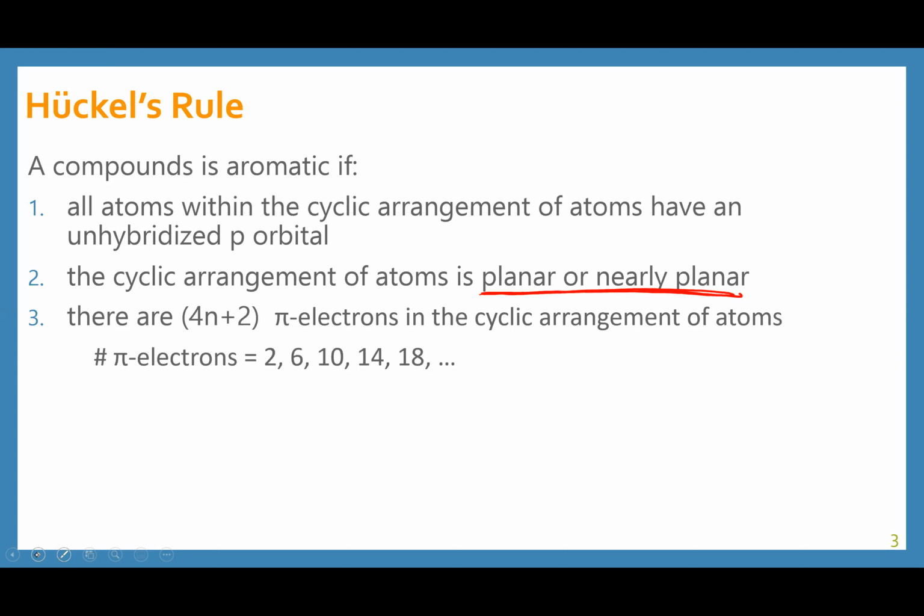Are there any questions about the 4n plus 2? I know this one can be kind of tricky because the n, again, does not correspond to anything about the structure. So it's not like you multiply the number of carbons or the number of hydrogen atoms or anything like that. As long as the number of pi electrons can fit into the formula 4n plus 2, you're okay.